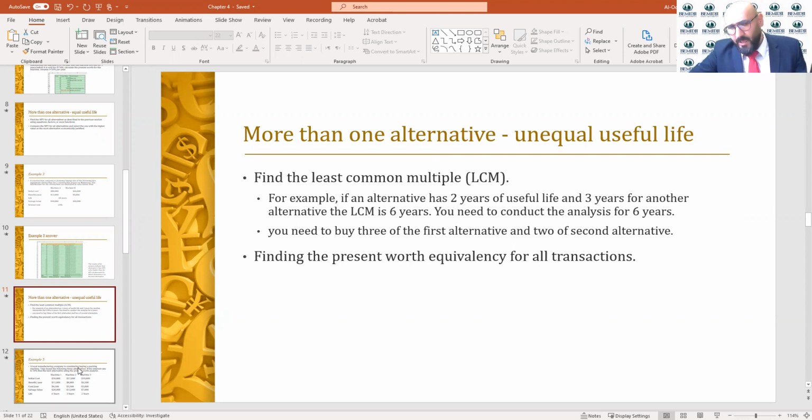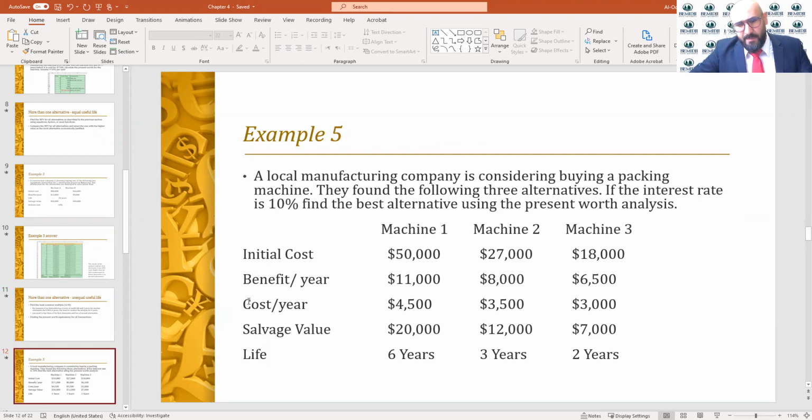All right, let's go ahead and jump to an example to demonstrate this concept. We have example 5 here. A local manufacturing company is considering buying a packaging machine. They found the following 3 alternatives. If the interest rate is 10%, find the best alternative using the present worth analysis. So let's take a look into Excel. I'm going to switch to Excel here.